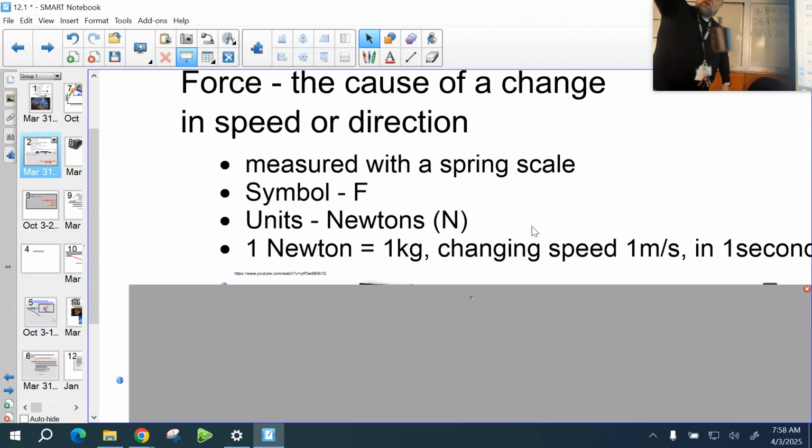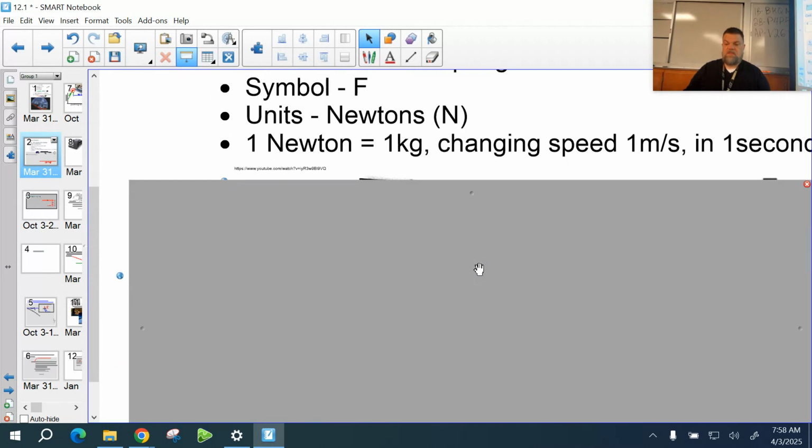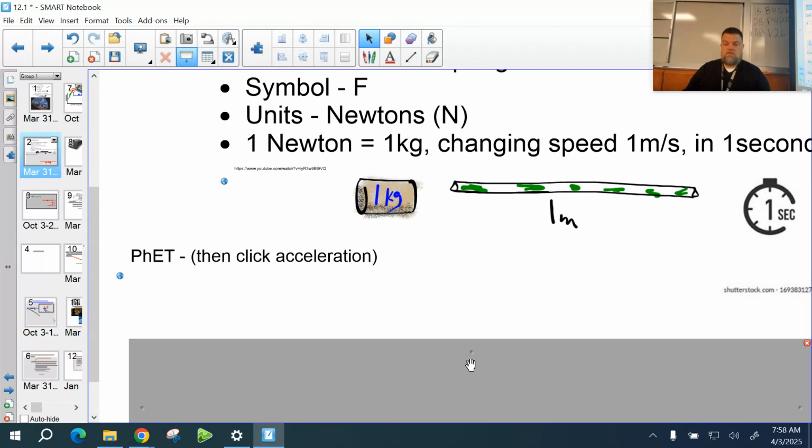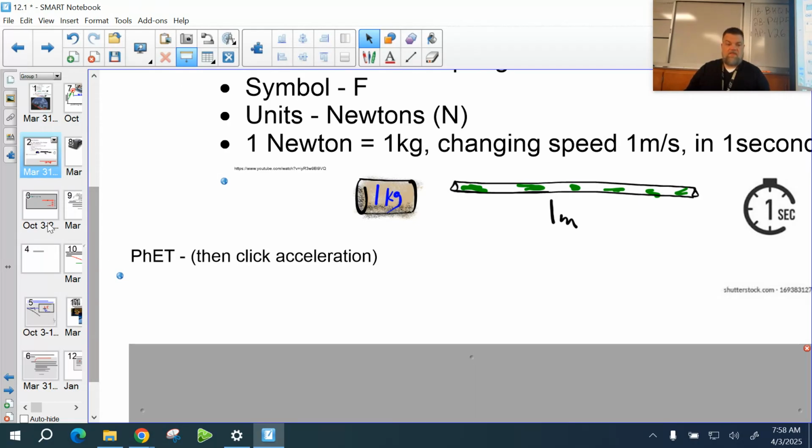If that scale wasn't holding that mass, as soon as I let go, it would speed up at 9.8 meters per second squared. Anyways, we measure that force in newtons. Does everybody have that written down?